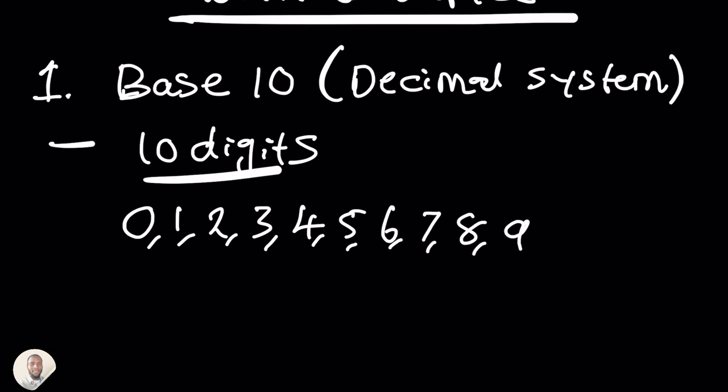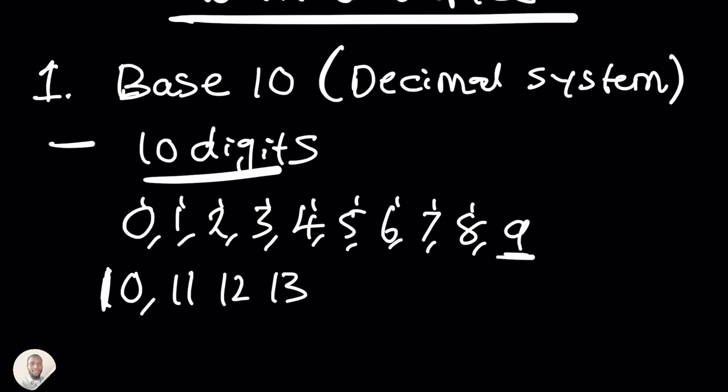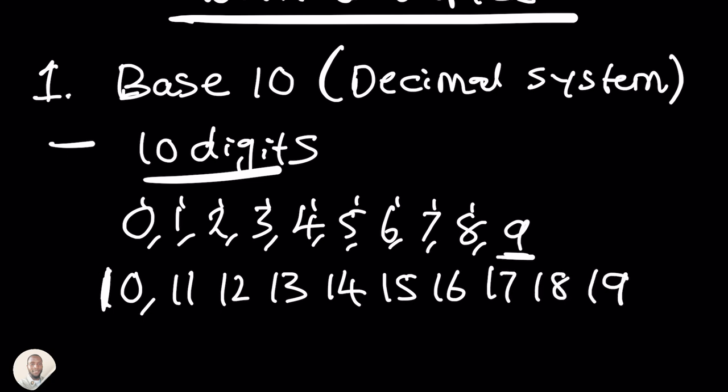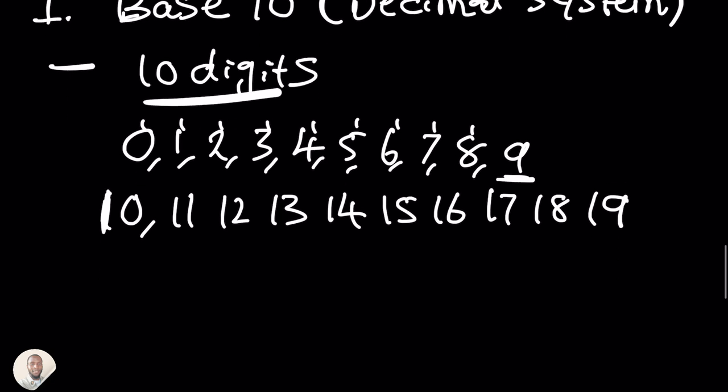After 9, the next number is 10. This time, we move to the next place value. Each of these place values are units, right? Now, since we have exhausted the digits, we move to the next place value here. So it becomes 10, next becomes 11, 12, 13, 14, 15, 16, 17, 18, 19. What will be the next number? You can guess right. It's 20.